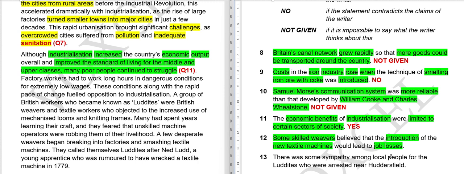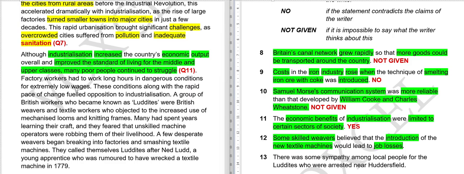People will lose their jobs. So if that is the case, we will say yes. But if that is not the case, we will say no. And if there is no information on that, if we cannot show something for sure, we will say not given. Let's see. We'll continue reading from here.